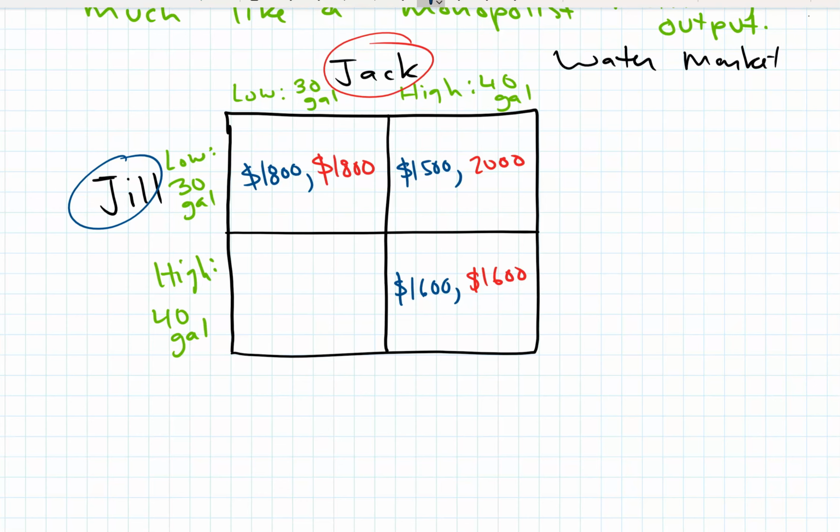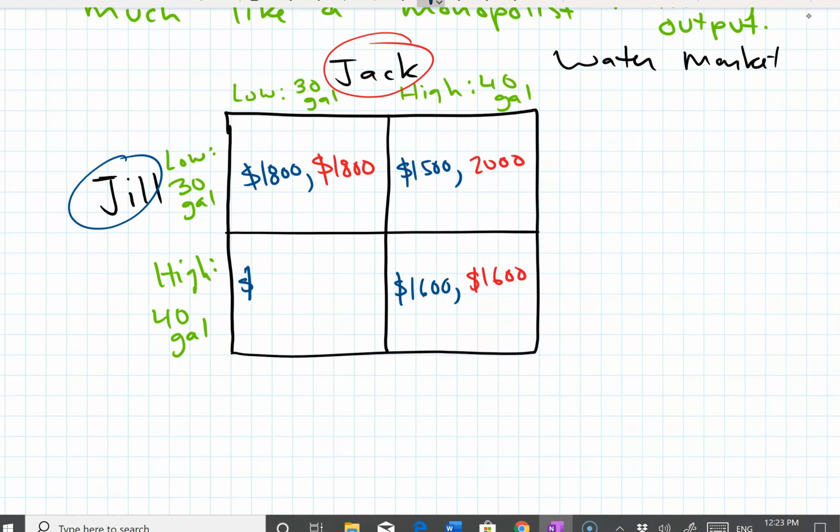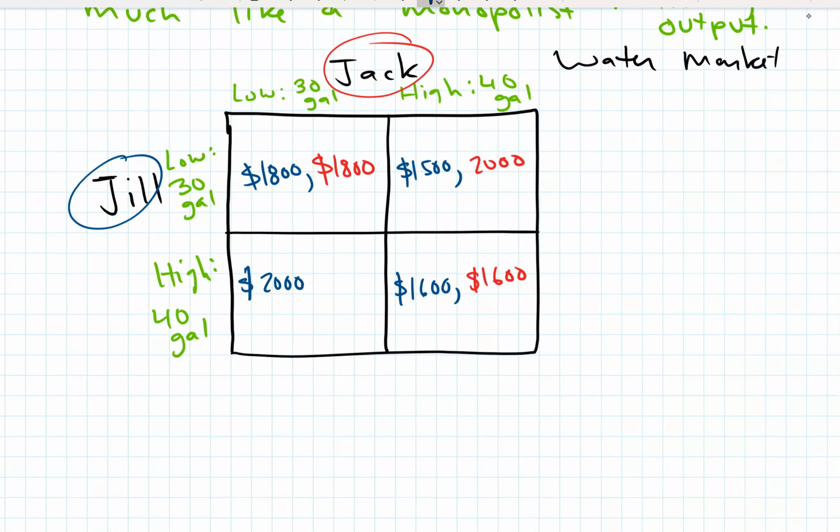Then again, if Jack does low and Jill does high, Jill will make more money and Jack will make less money. Again, the exact detail of everything is not that important. What is important is the structure. The structure of the game is the important part.